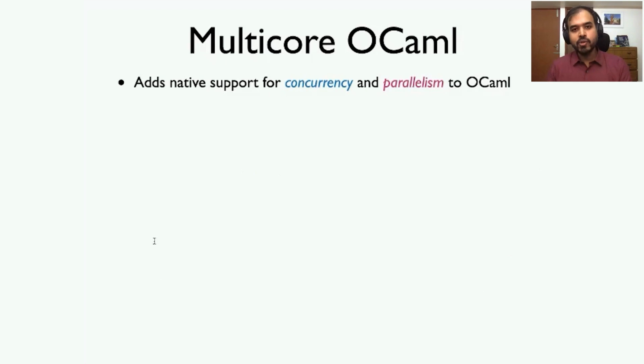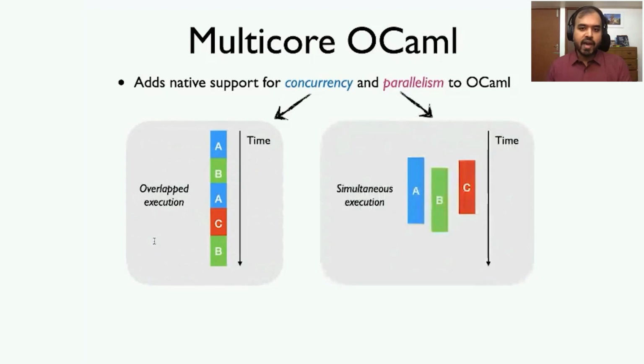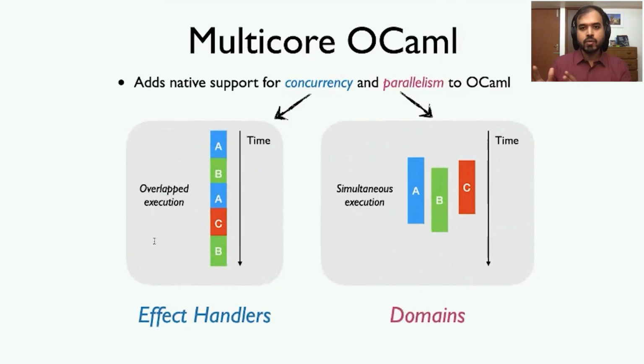So one thing that we do in Multicore OCaml is we clearly delineate concurrency from parallelism. Concurrency is overlapped execution of tasks where the tasks may context switch between each other, whereas parallelism is simultaneous execution of tasks. So in keeping with this delineation, we clearly separate the mechanisms to express concurrency and parallelism in OCaml. For concurrency, we have what are known as effect handlers. And for parallelism, we have a mechanism called domains.